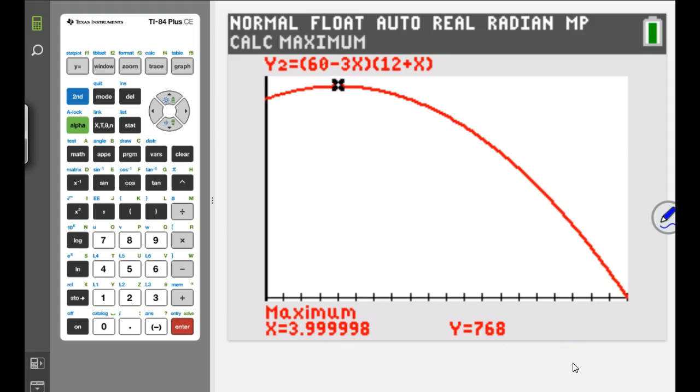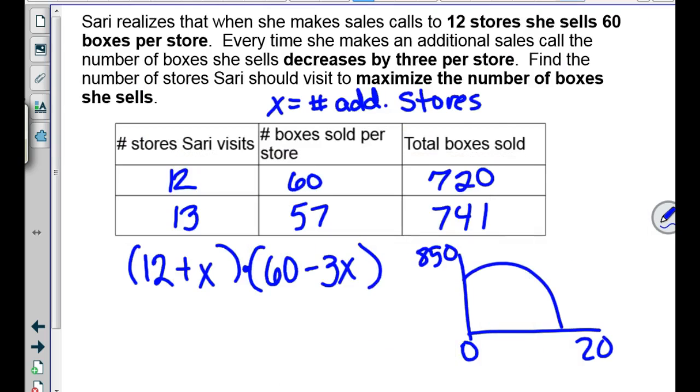Did anybody get that? Did anybody find the maximum at 4? Anybody need help? Their calculator's not working how they want it to. Tristan, what's that quizzical look? You need a window check again, or? Everybody okay? So the max was at 4, 768. Is that what it was?